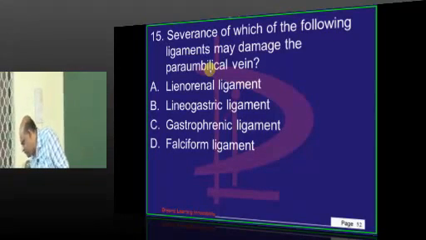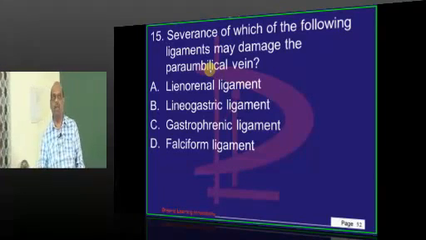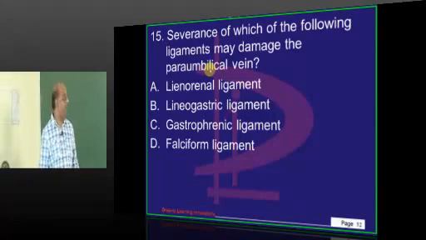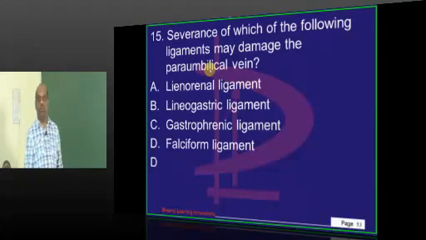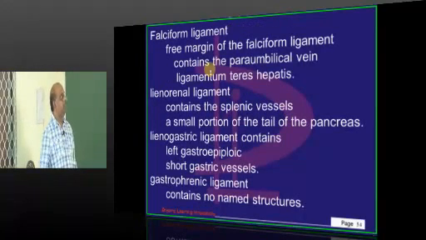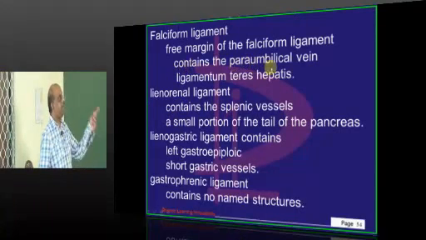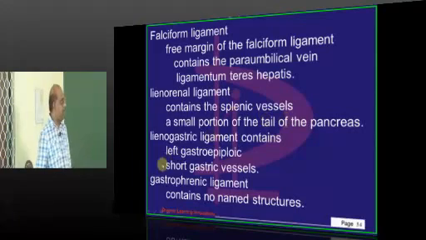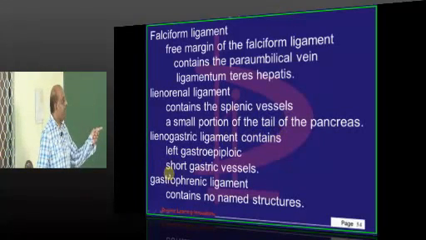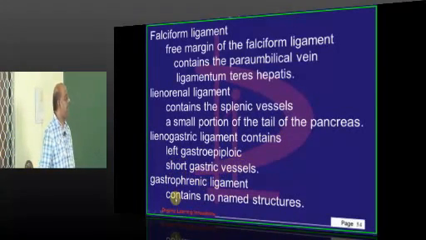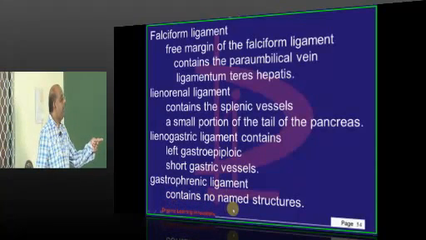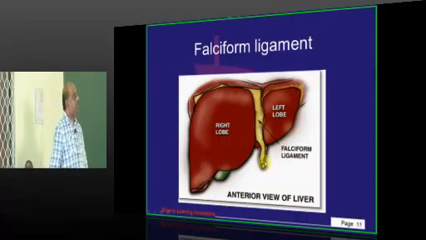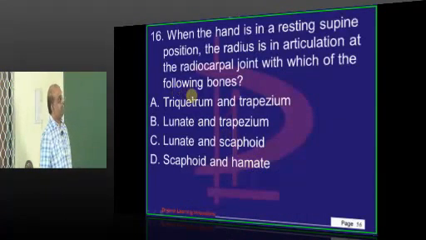So, Davangiri, Amrita, Fahima, Sarvodaya, after a long time I am saying Sarvodaya, everyone is answering it as falciform ligament. Falciform on its free margin contains the paraumbilical vein, and lienorenal contains splenic vessels. Gastrosplenic contains left gastroepiploic and short gastric, and gastrophrenic ligament doesn't contain any of the vessels. So this is the typical falciform ligament.